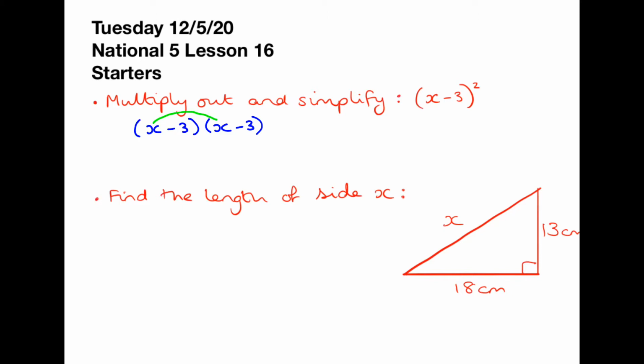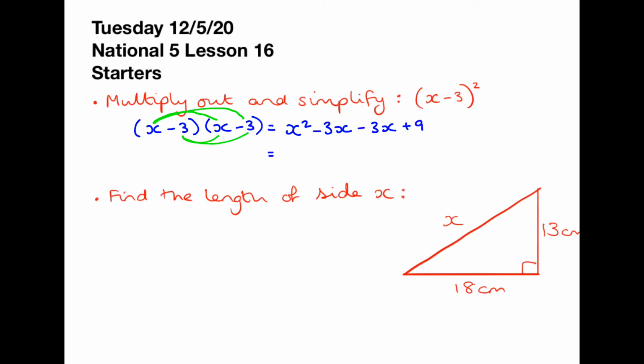So I've got x times x is x squared. Then x times negative 3 is minus 3x. Then negative 3 times x gives us another minus 3x. And then we've got negative 3 times negative 3 gives us positive 9.